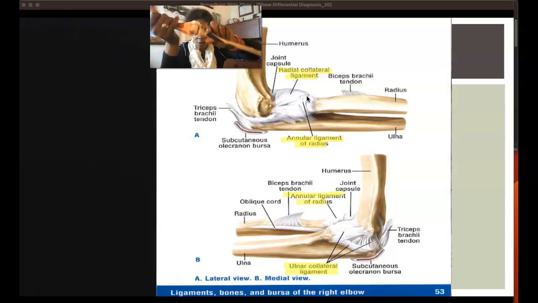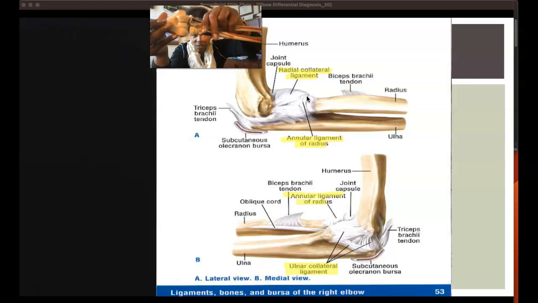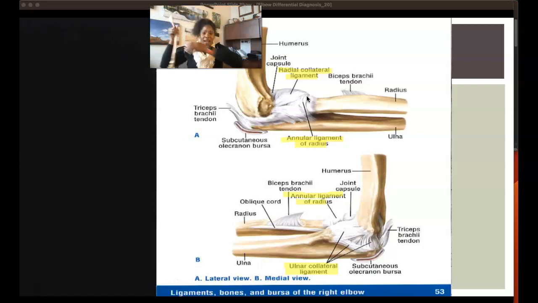With the radius, the hard part is it's kind of suspended, right? Do you see it? It's almost like a free floating bone. And so it's that annular ligament that keeps that radial head in its place, in its position, in articulation, right? With the capitellum of the humerus. So hopefully you all can see why we have that annular ligament and why it exists.